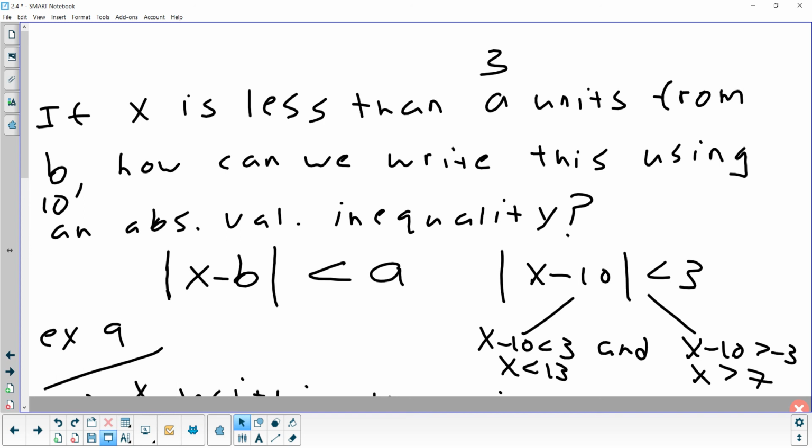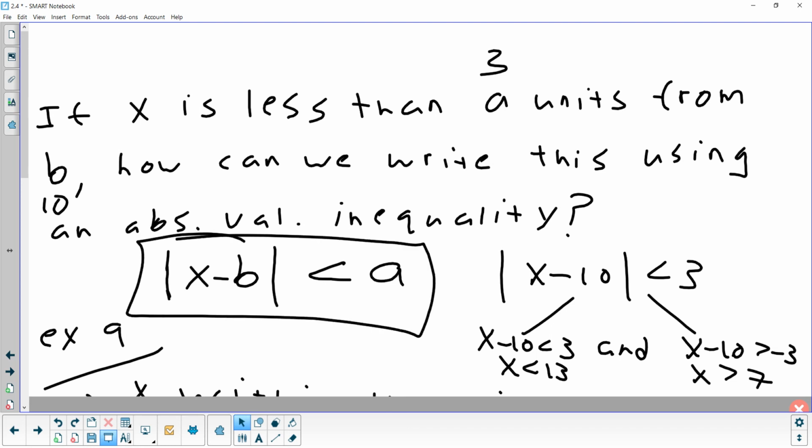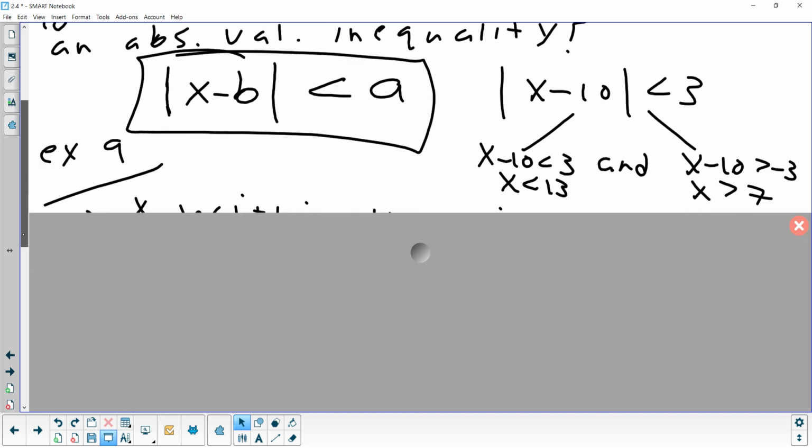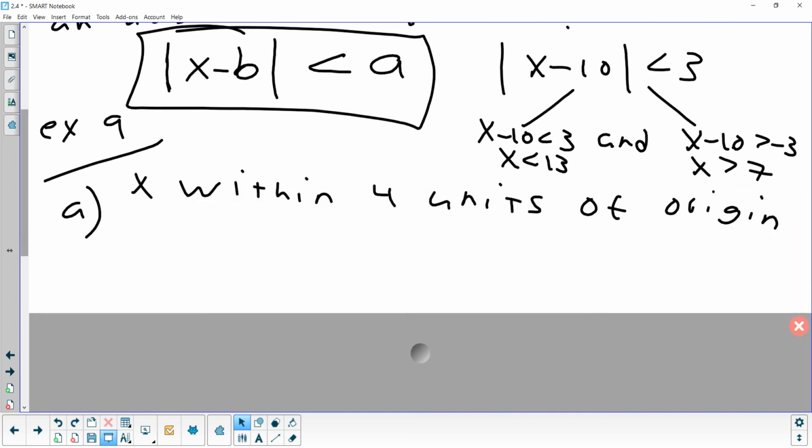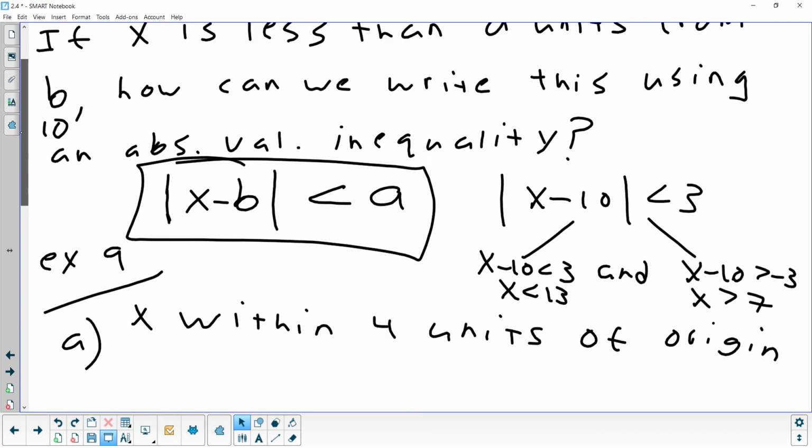So that's a formula that gives me all of the numbers that are within 3 units of the number 10. 7 to 13. That's what this formula does. Let's try this one. What if I wanted a formula that told me within 4 units of the origin? Within 4 units of the origin.